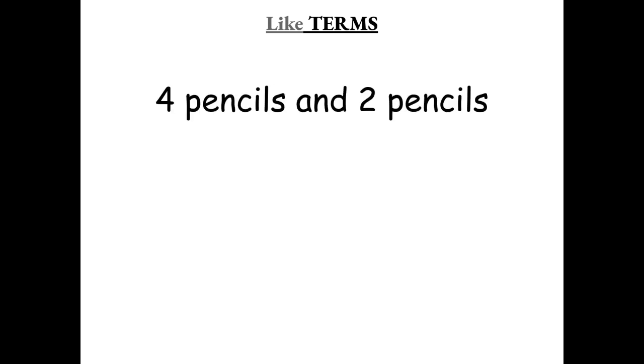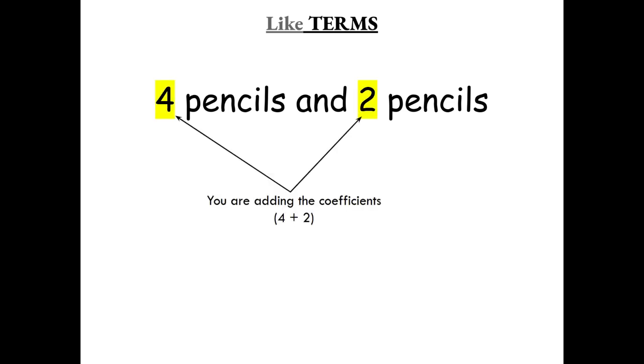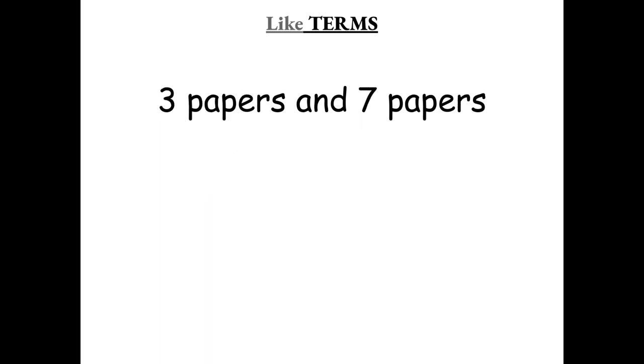You're adding the coefficients. Again, the coefficients are the numbers in front of the term. In this case, it's a 4 and a 2, so you just add the coefficients. 4 plus 2 is 6, and the terms that are alike are the pencils, so we have 6 pencils altogether. 3 papers and 7 papers. You have 3 papers and 7 papers. You really have 10 papers.